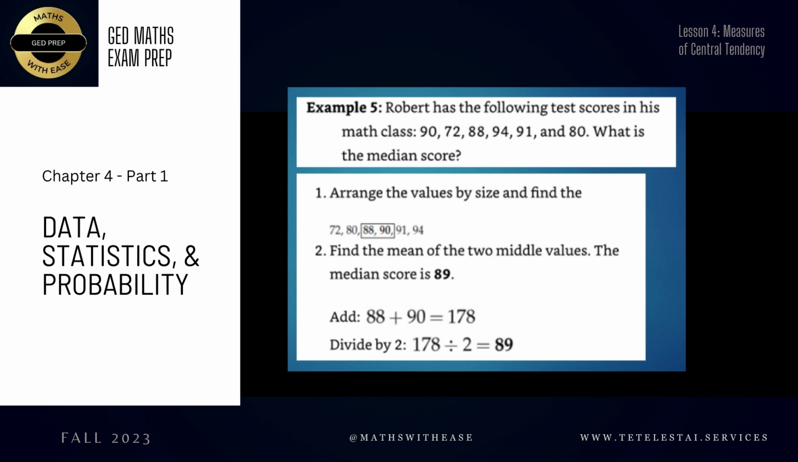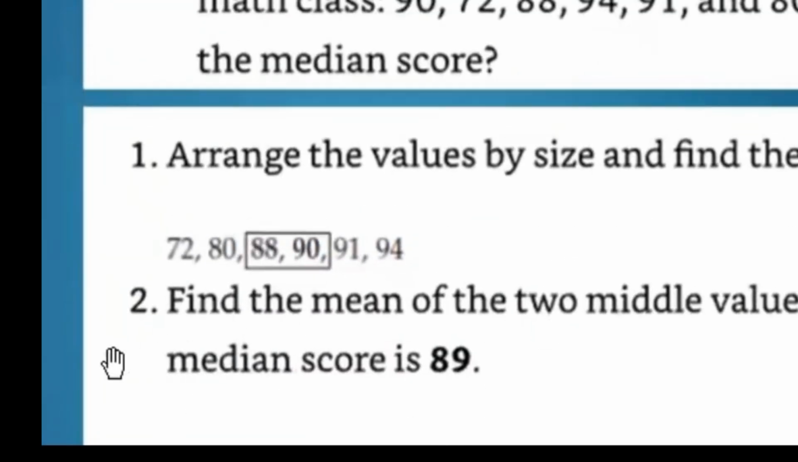What do you do? You first start by rearranging the numbers, starting from smallest to greatest. So in this case, let me zoom in. Rearranging our numbers: 72, 80, 88, 90, 91, and 94. And then you want to count the number of values that you have. 1, 2, 3, 4, 5, 6. Well, 6 is an even number. Remember, when we start with 2, we skip over to 4, 6, 8, 10, 12. Those are our even numbers.